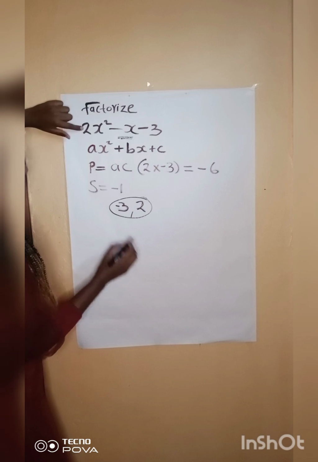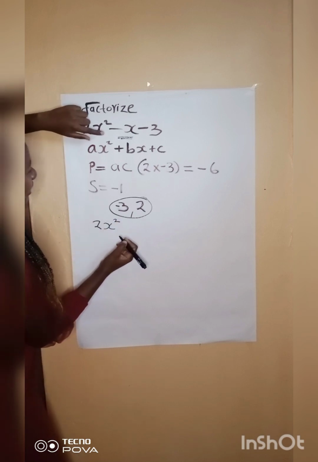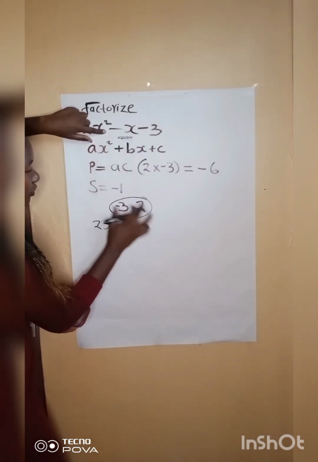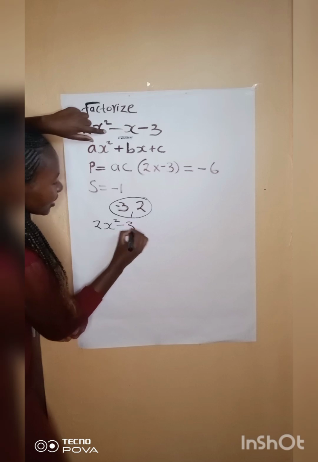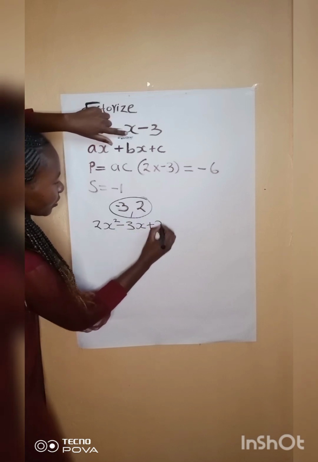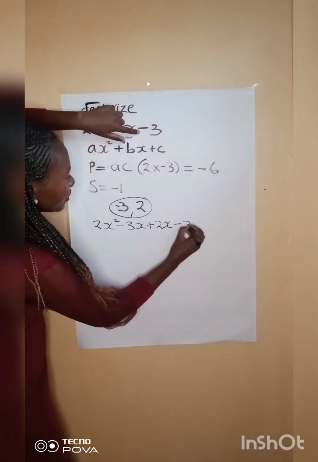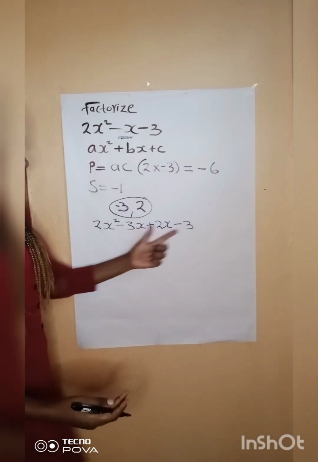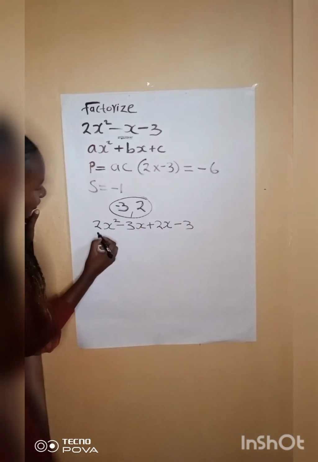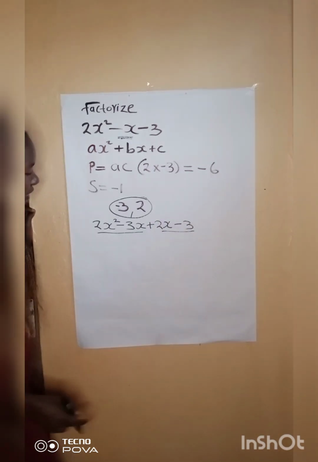So I'm going to repeat the expression 2x squared. Then instead of putting negative x, I'm going to put these two values, which is negative 3, but I'm going to retain x. And then our 2 is positive, plus 2. And then I write negative 3. Then after that, I can put these values into brackets. We have the first two values and the last two values here.